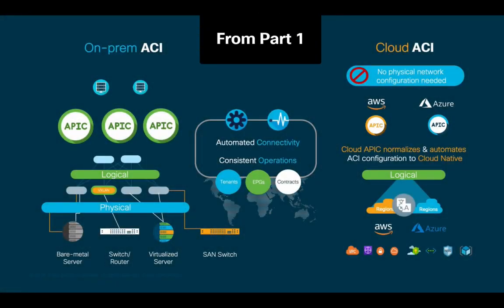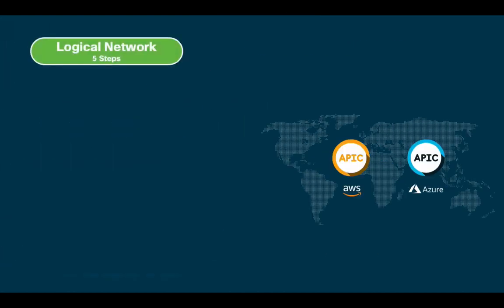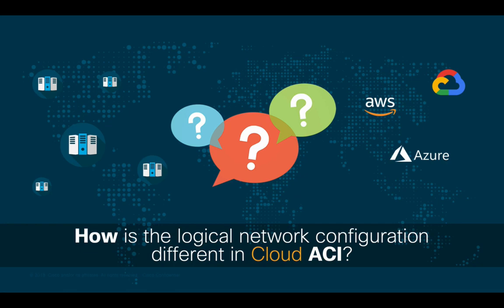As covered in part 1, when running ACI in the cloud, we just need to focus on the logical network configuration. And we may then follow the same 5 steps we learned about when covering the on-prem ACI version. There are a few minor differences, so let's take a quick look at what changes.